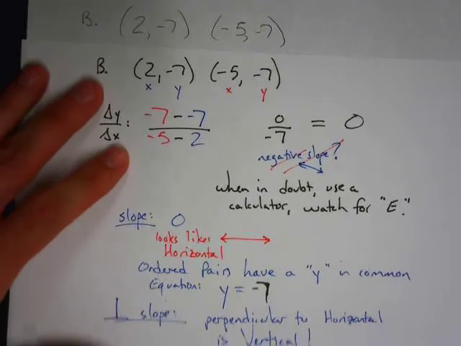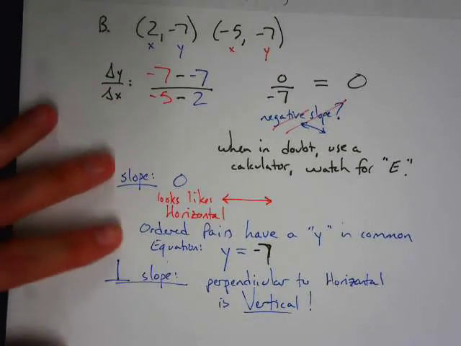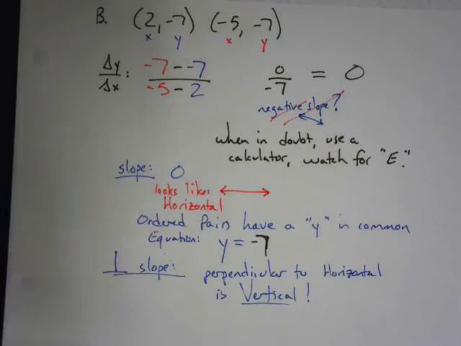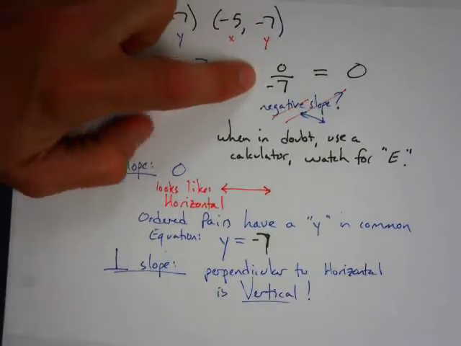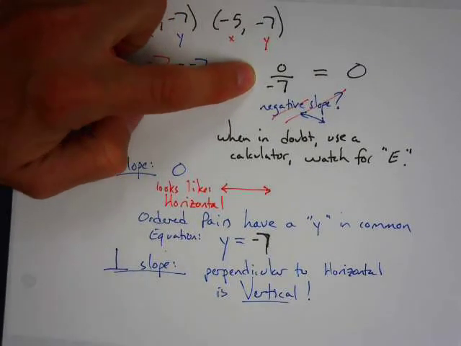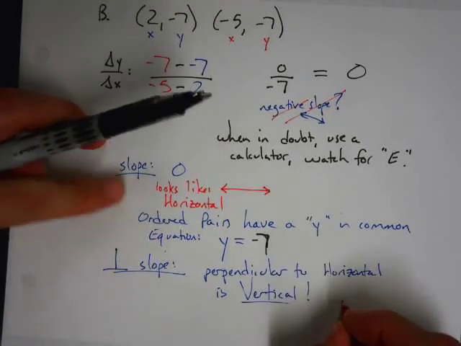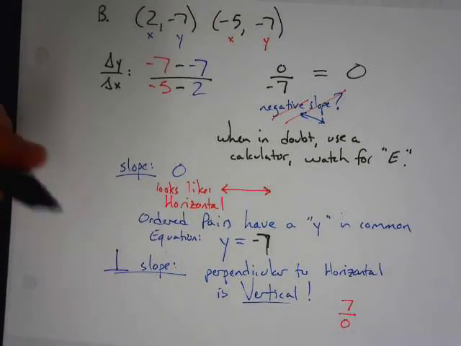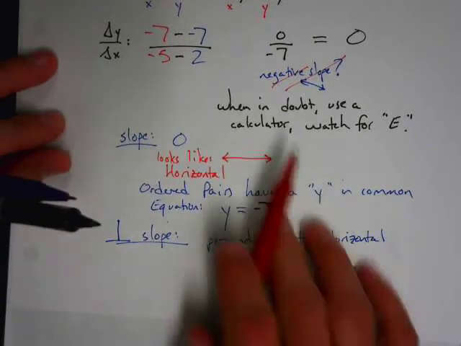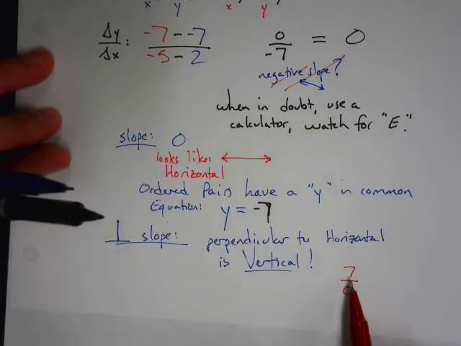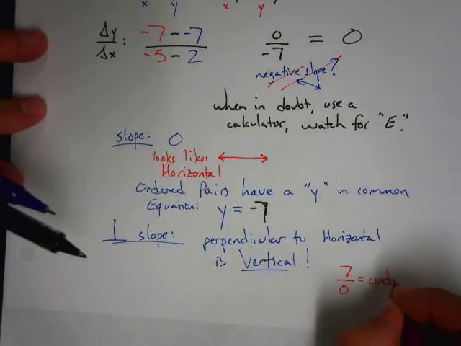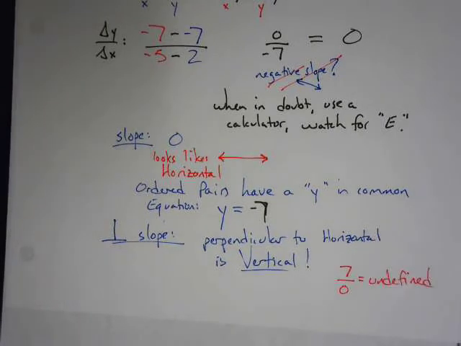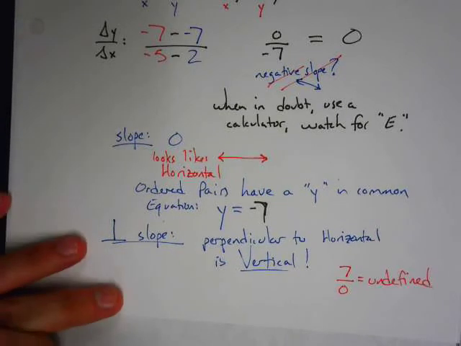So a perpendicular slope is a slope that's vertical, but then what is the slope of a vertical line? Well, let's look at the slope we had found. What would then be the opposite reciprocal of 0 over -7? It would then become 7 over 0, right? And remember, when in doubt, use a calculator, watch for e, right? If you put 7 divided by 0 in your calculator, you're going to get error. It means the slope doesn't even exist. There is no slope. It's undefined.